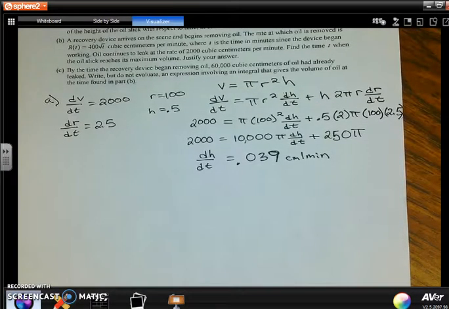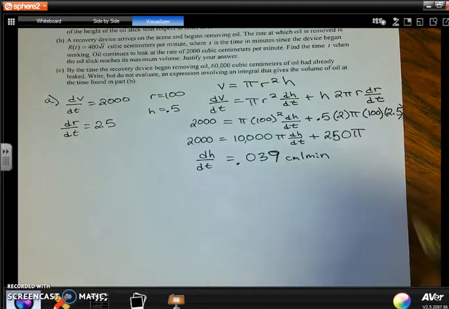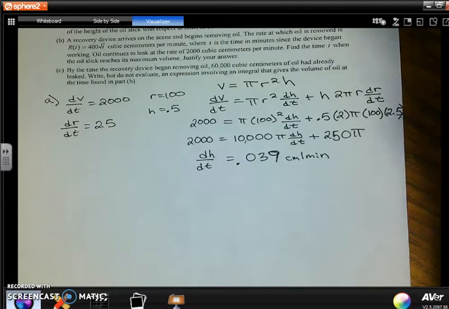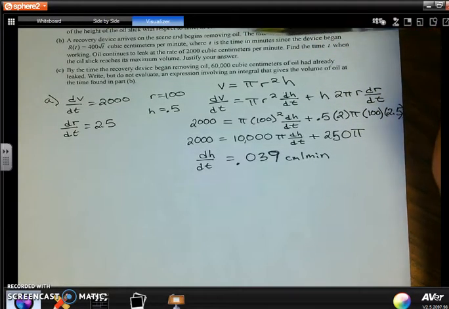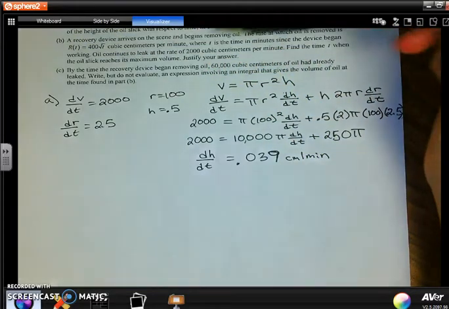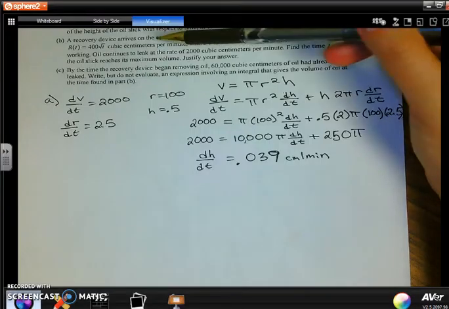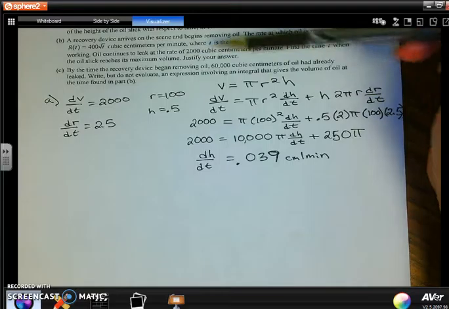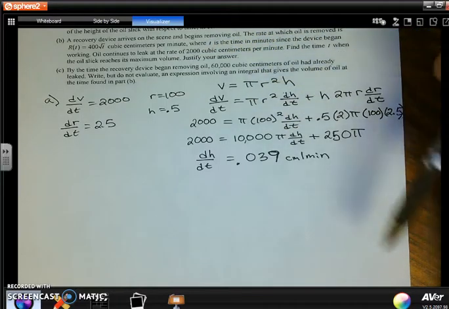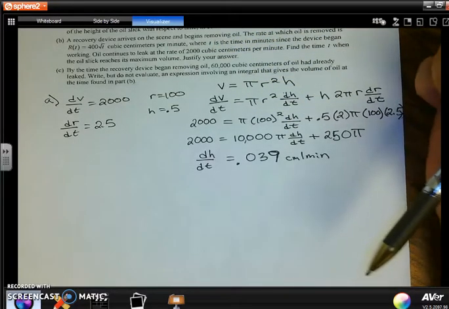Okay, next up we have part B. So again, we have this oil leak, and now they're bringing in a recovery device that's going to suck up all the oil, I guess, and the oil is going to be removed using that formula R of T centimeters per minute, and T is the number of minutes it's working. So oil continues to leak at 2,000 centimeters per minute. Find the time when it's at its maximum.